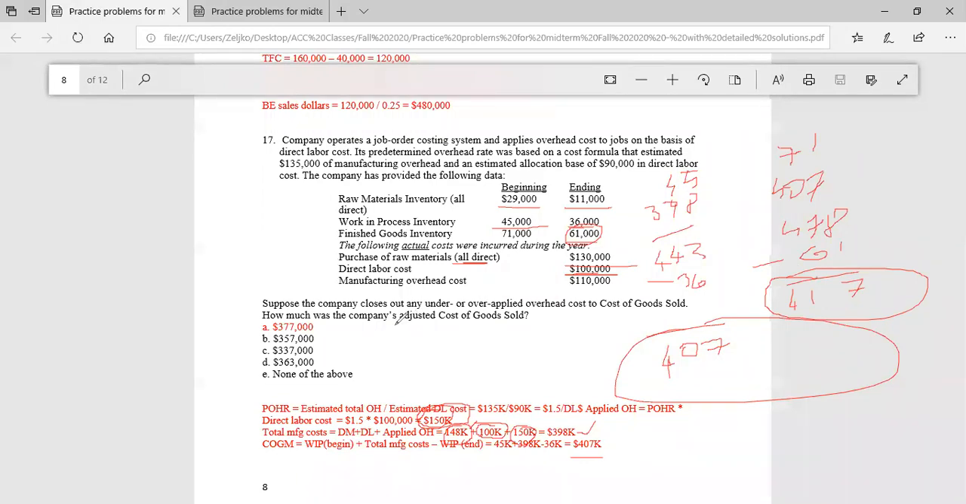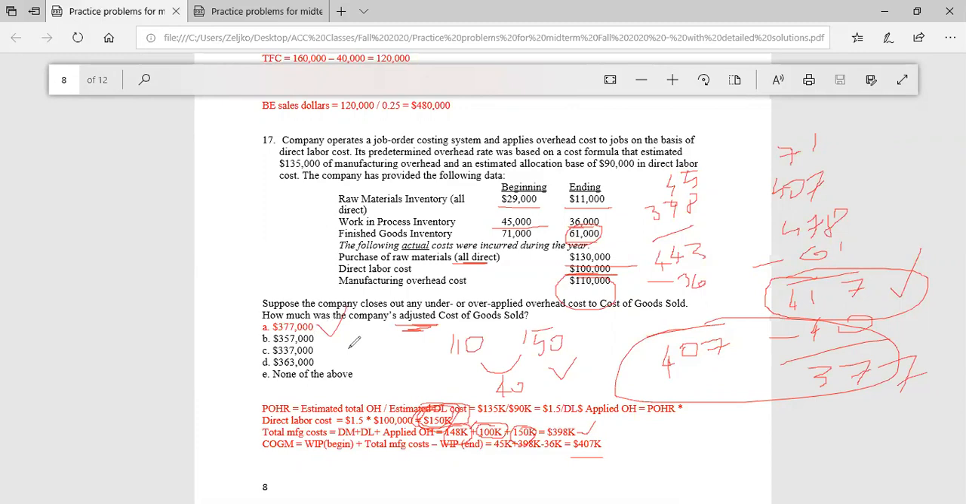Now we are asked to adjust them. This would be the answer if the question is unadjusted cost of goods sold, 417. But we need to adjust them. How do we adjust them? We look if we over or under applied. How much did we apply? We applied 150. How much was the actual? It says here 110. So the difference is 40. Because we applied too much, we deduct 40, minus 40, and we get the answer 377, which is the answer here.